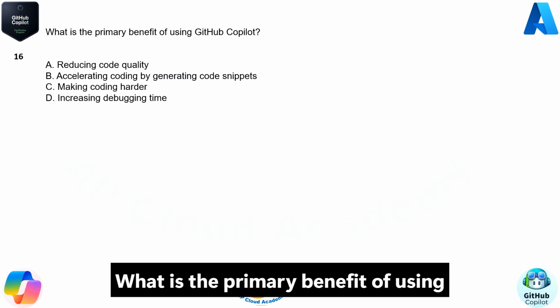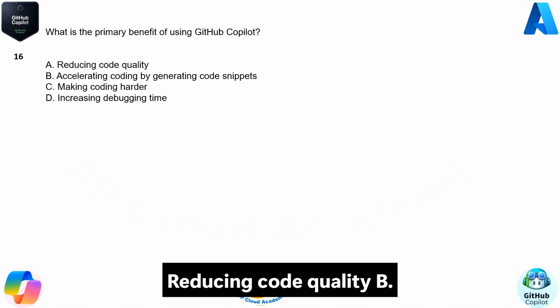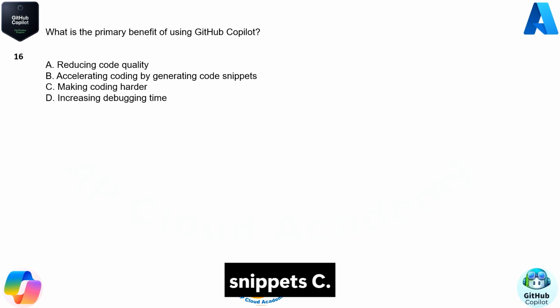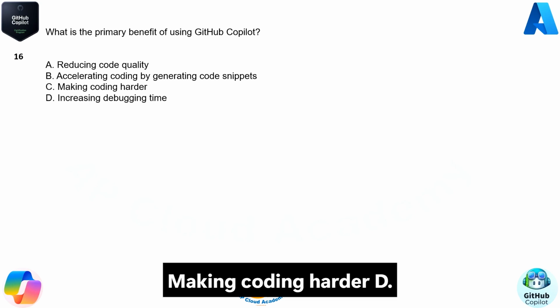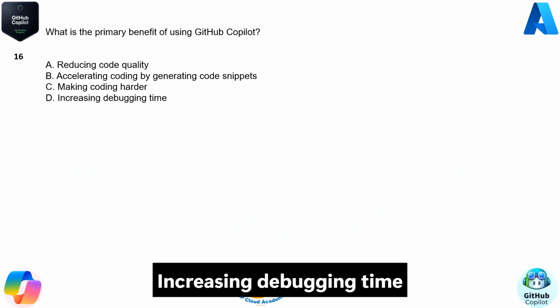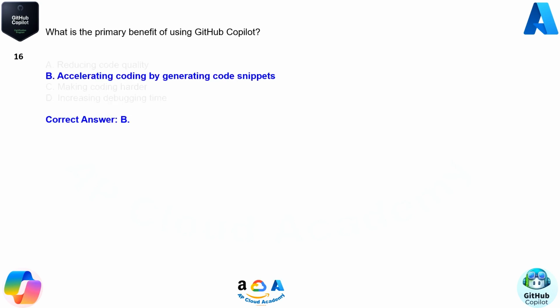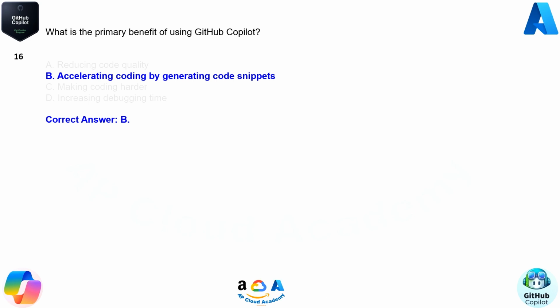What is the primary benefit of using GitHub Copilot? A. Reducing code quality. B. Accelerating coding by generating code snippets. C. Making coding harder. D. Increasing debugging time. Correct answer, B. Accelerating coding by generating code snippets.